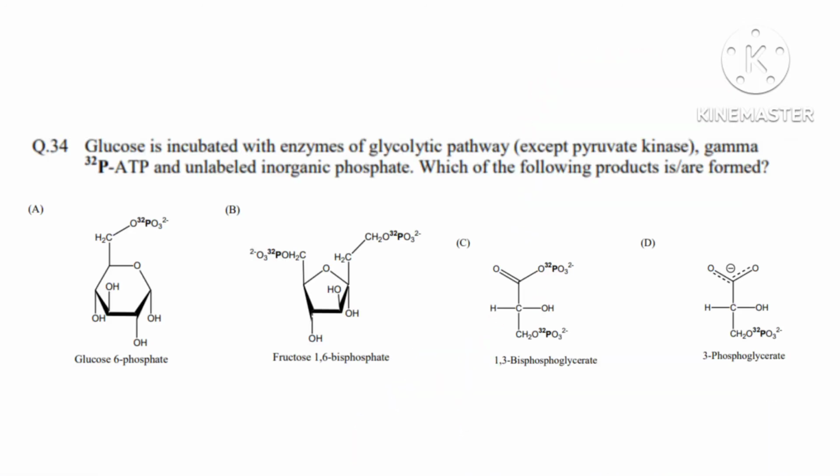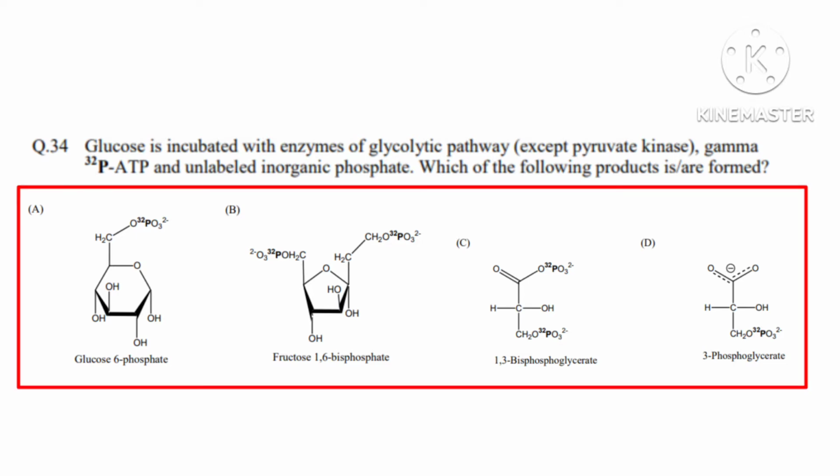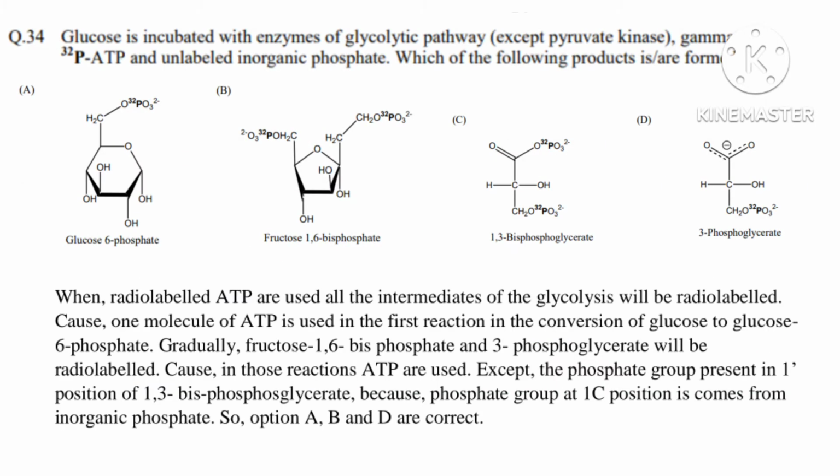In this problem, glucose is incubated with glycolytic enzymes, ATP that is radiolabeled with a heavy isotope of phosphorus at the gamma position, and unlabeled inorganic phosphate. At the end of glycolysis, which products will be radiolabeled? To solve this type of problem, you have to remember the glycolytic pathway, especially those steps in which phosphate groups are used. In this reaction, ATP is used and the product is glucose 6-phosphate. Here ATP is radiolabeled, so glucose 6-phosphate will be radiolabeled.